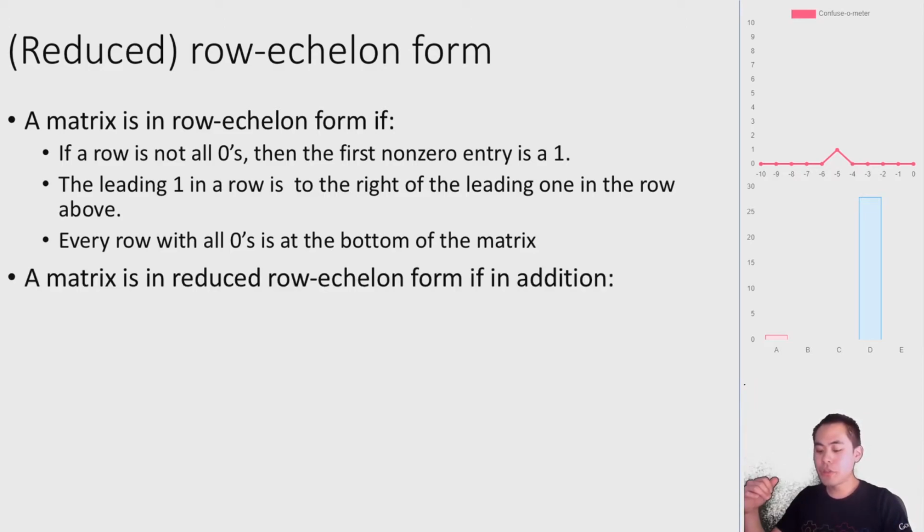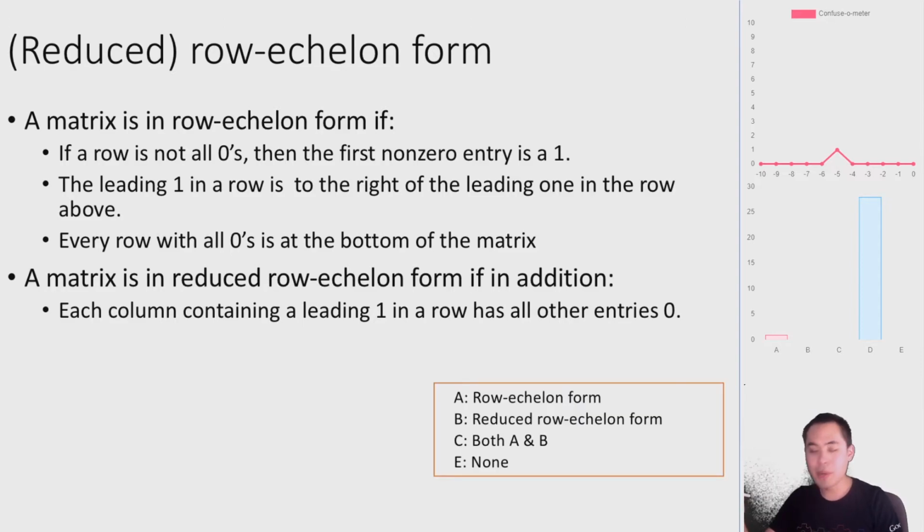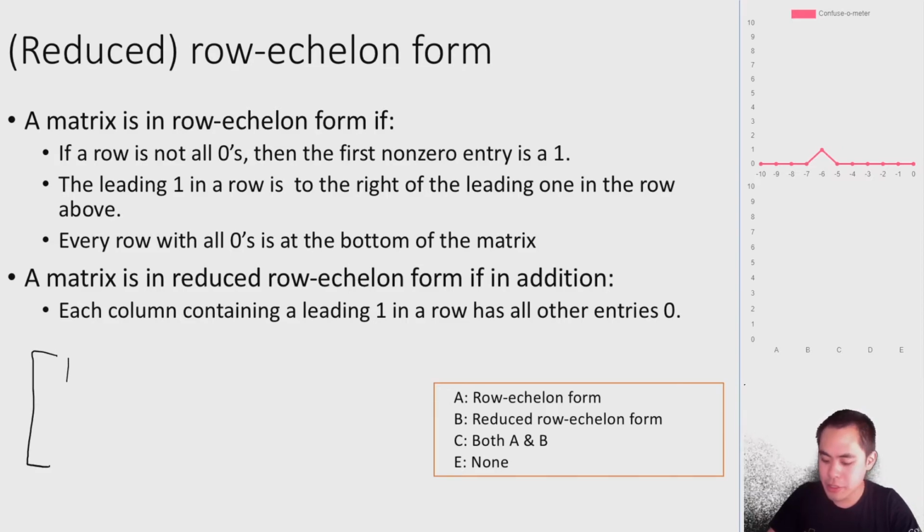And a matrix is in reduced row echelon form if, in addition to that, each column that has a leading one in a row has all other entries in that column be 0, even above it. So let's try this out. I'm going to draw a matrix, and I'm going to ask you: is it A, row echelon form, B, reduced row echelon form, C, both A and B, or E, none of these? So I'm resetting the thing, and let's start with this augmented matrix: 1, 2, 2, 1, 0, 0, 0, 1, 2, and 0, 0, 1, 2.